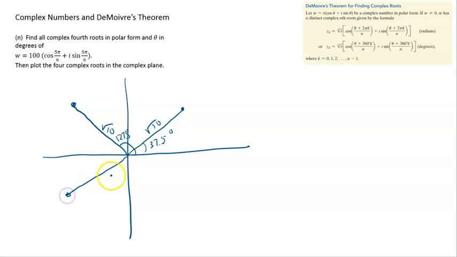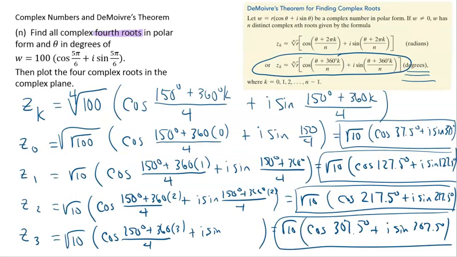So that length is the square root of 10. That's 90 away. That doesn't look perfect, but I'm just going to go with it. And that is 217.5 degrees. Okay, let's look at the fourth one. Again, bear with me. I'm trying to make a point. 307.5 degrees, the modulus is still the square root of 10. So what is that telling me?